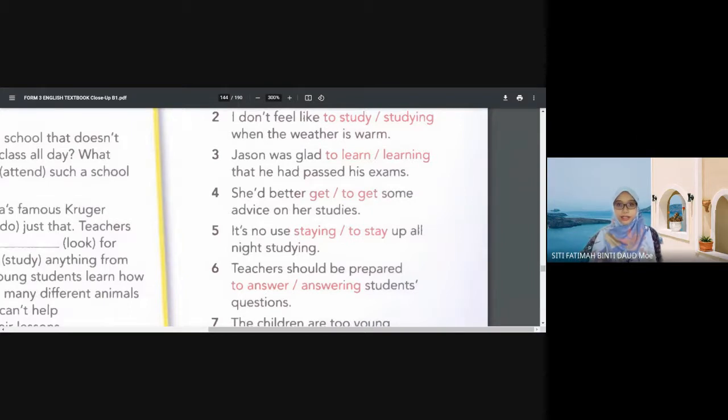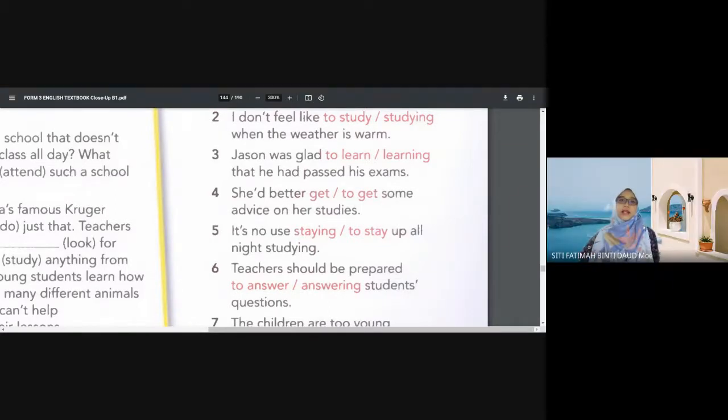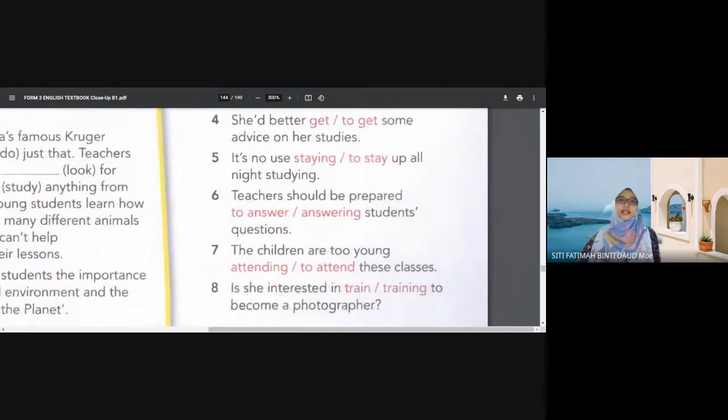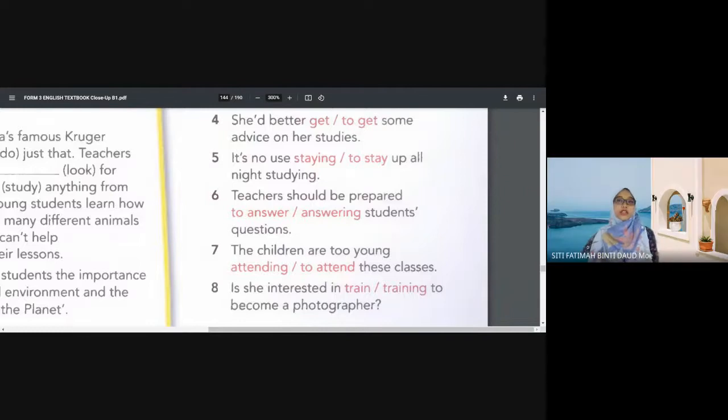She had better to get some advice on her studies. Get. She had better get. Okay, good. It's no use staying or to stay up all night studying. To stay. No, the answer is staying. It's no use staying up all night studying, okay? No use staying, ing here.